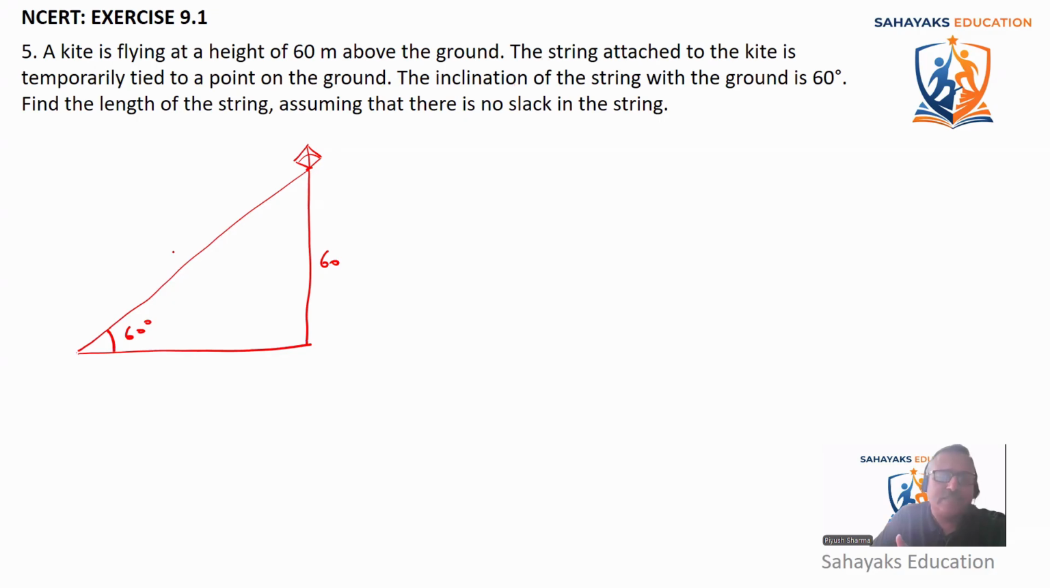So we have to find the length of the string. So I'll just say A, B, C. So what is the question? They want to find out AC. Now tell me, BC and AC come in which trigonometric ratio? It comes in sine. So we'll say sine 60 is equal to BC divided by AC. So sine 60 value is root 3 by 2, and BC is 60, divided by AC.